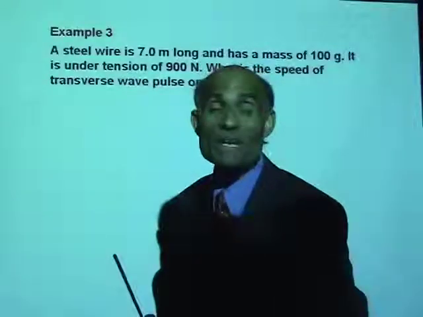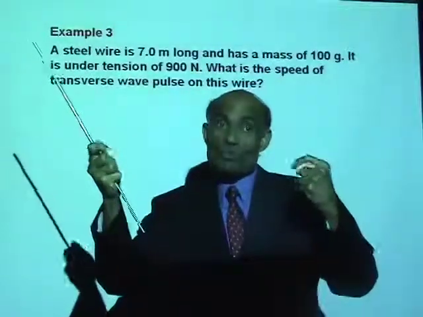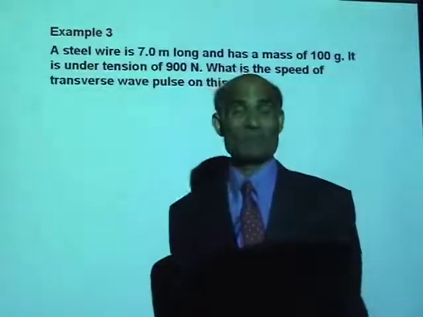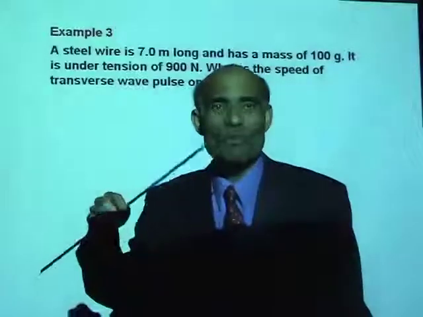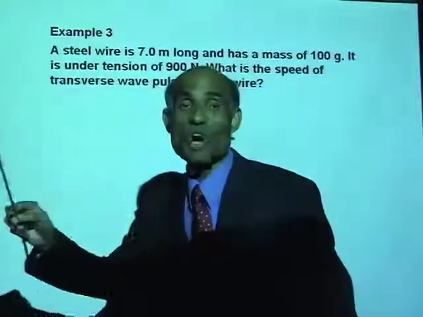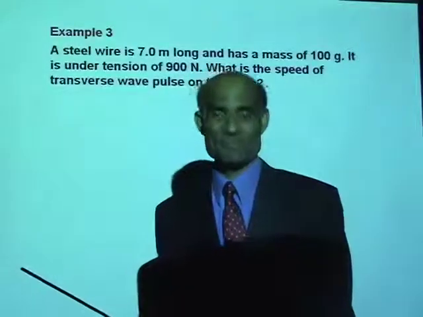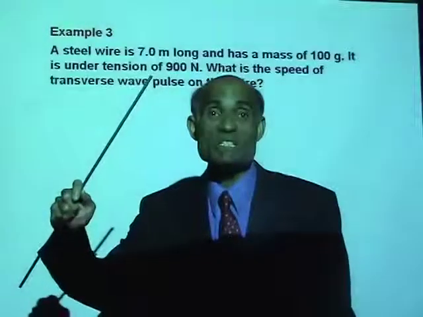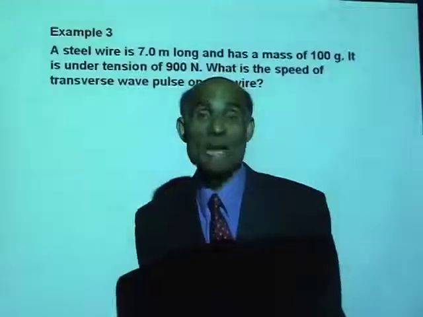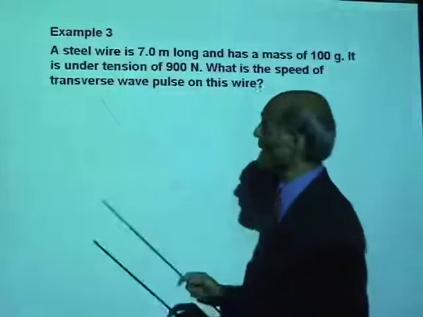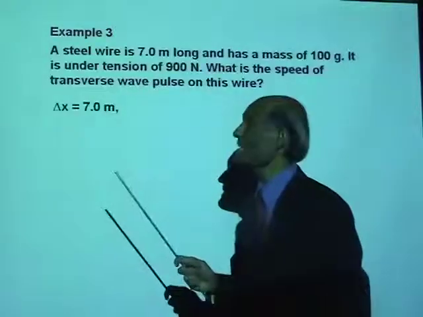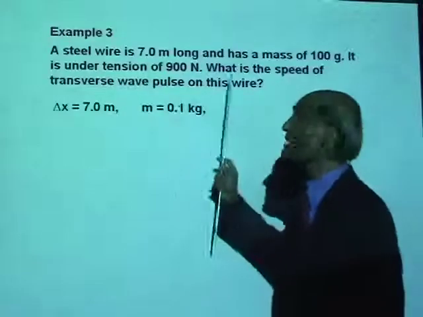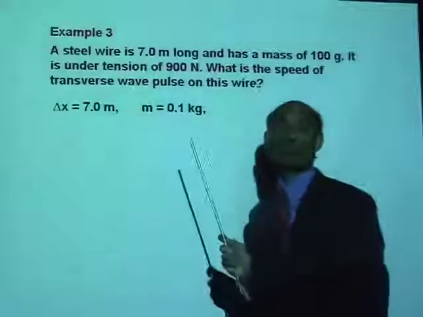What is the speed of transverse pulse on this wire? So here we are talking about a stretched wire. We need to calculate the speed of transverse waves on that string. Can you recall the equation we developed for the speed of transverse waves on a stretched string? It is v equal to square root of the tension T divided by mu, the mass per unit length. Now what do we have? We have delta x equal to 7 meter. Mass of the string is 0.1 kilogram. Is that right? 100 gram is 0.1 kilogram.